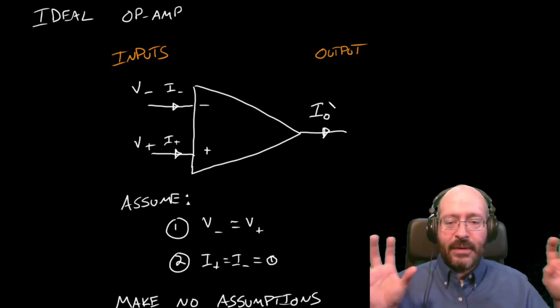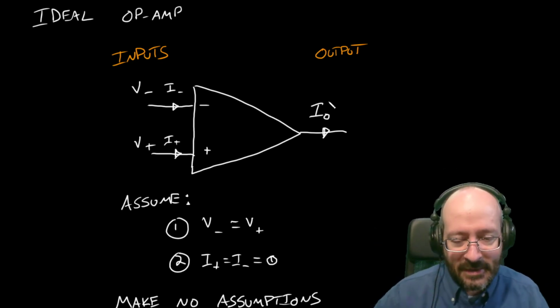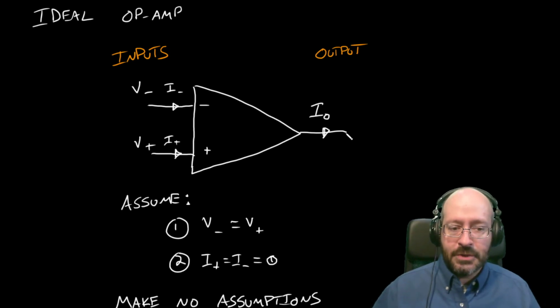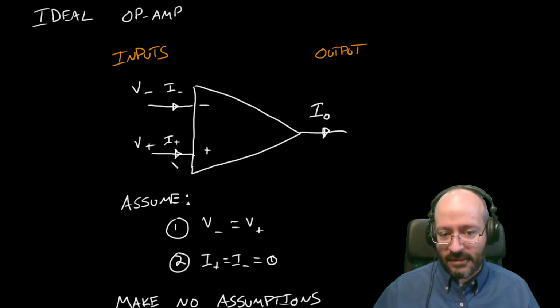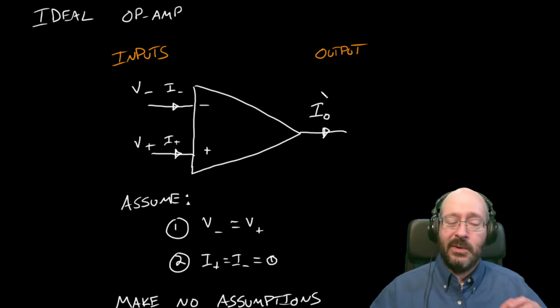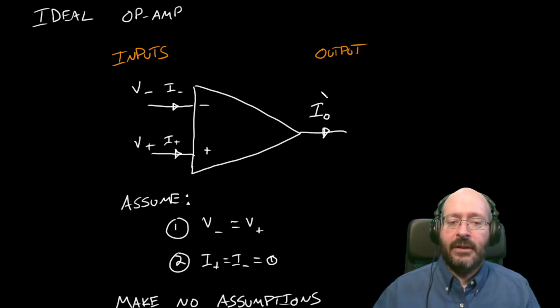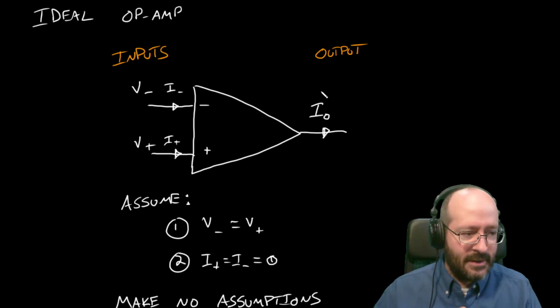This thing's whole purpose in life, and I wish my purpose in life was as clear as the op amp's, is to push current in or out of the output to force this assumption to be true, that these voltages are the same. It's going to do that through a network of resistors, and we're going to have to analyze that network of resistors. So that's what's coming in the next videos.